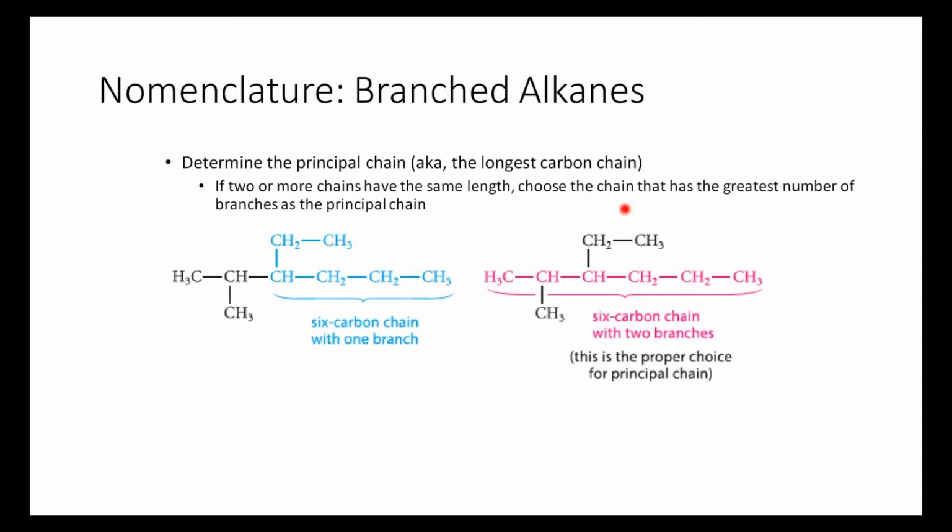And then we see one branch right here, and then two branches right here. Okay, so we're going to choose the one that has more branches. So in this case, this molecule right here, because it has 1 and 2 branches versus just this one branch, we're going to go with this one. This is going to be our best option.